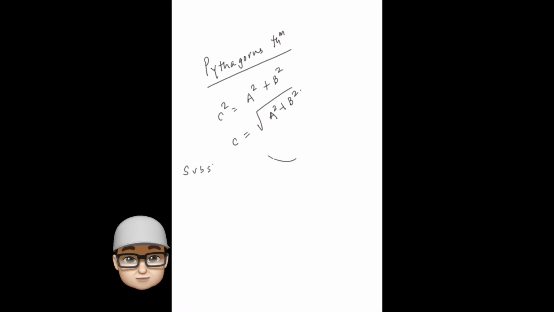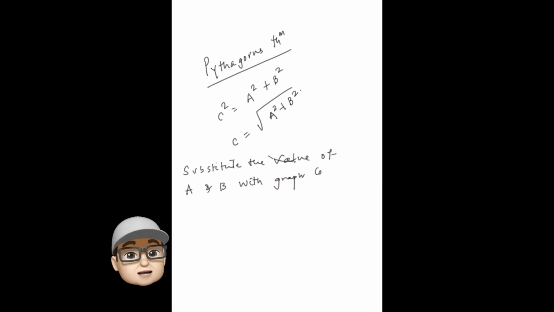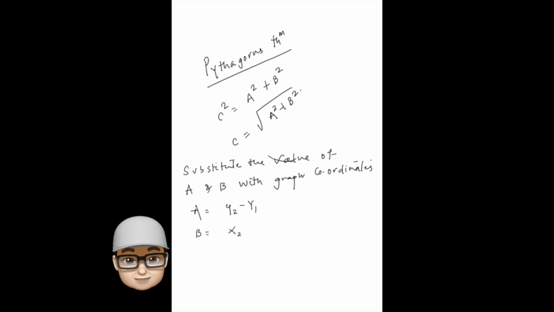Now can we substitute the Pythagoras theorem with the graph coordinates that we identified in our last slide? Yes. Let's substitute the value of a and b with the graph coordinates which we identified in our previous slides. So what I can write here is that I can write a is equal to y2 minus y1 and I can write b is equal to x2 minus x1.